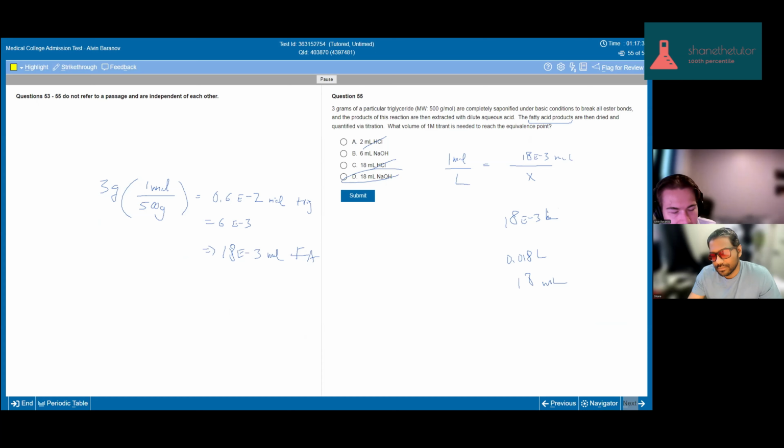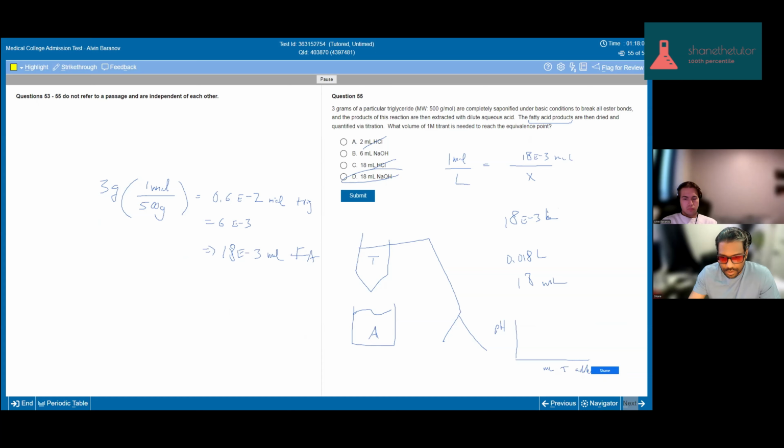What I get tripped up on is the difference between moles titrant versus moles analyte. Yeah. So something like that, right? Titrant, analyte, and let's say pH and milliliters of titrant added, something like that.